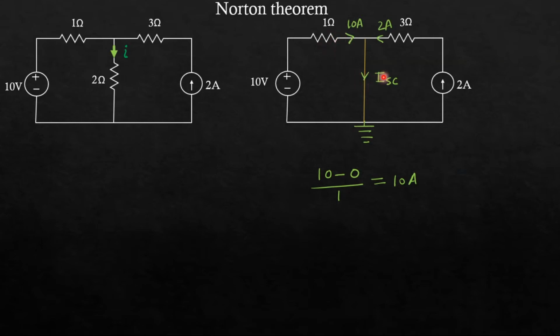So our short circuit current will be 10 plus 2. Incoming current is equal to outgoing current. So short circuit current is equal to 10 plus 2, that is 12 ampere. So the first part I have calculated, that is short circuit current, or you can say Norton's current.